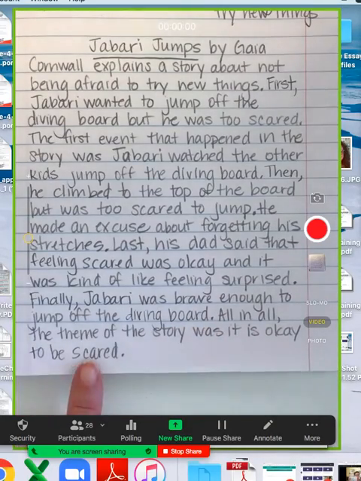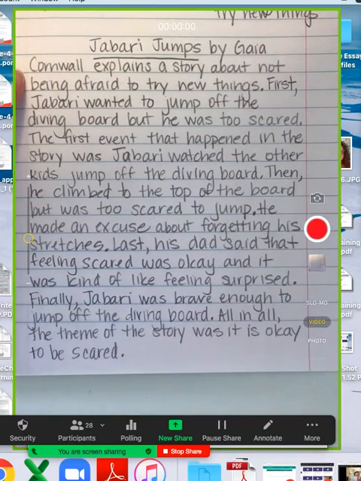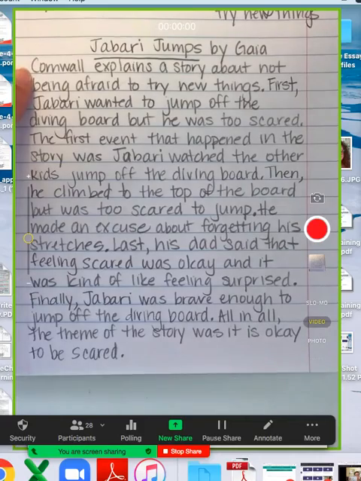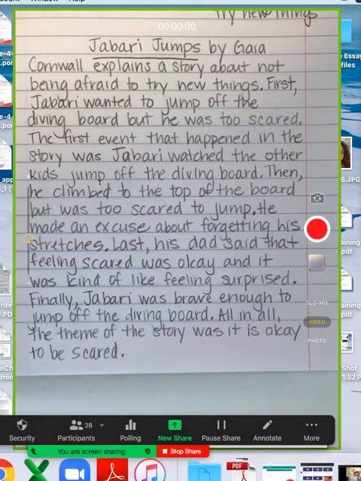The great thing about this conclusion sentence is it matches our intro, our topic sentence that said the story was about being afraid to try new things. And so we talked about in the end, the conclusion was he learned that it was okay to be afraid or scared. Afraid and scared are, what do we call those when two words mean the same? They're two different words, but they mean the same. Anybody remember? Shout it out.